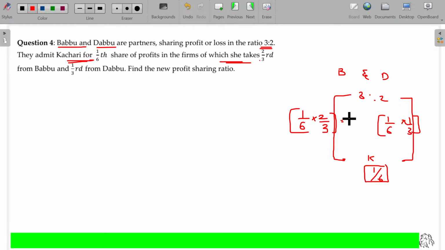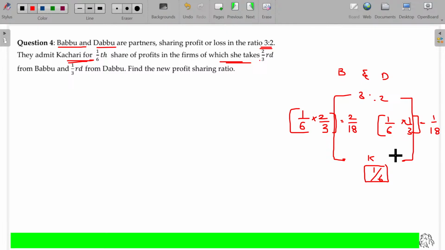This will be 2/18. This will be 1/18. Remember that 2/18 and 1/18, if you add, you will get K's ratio. If you add B's value as well as D's value, you will be getting K's value. 2/18 plus 1/18 is equal to 3/18 or 1/6. Sometimes if you add, it will be equal to 1. There the calculation is pretty different. Let's see. You have to understand the two differences.